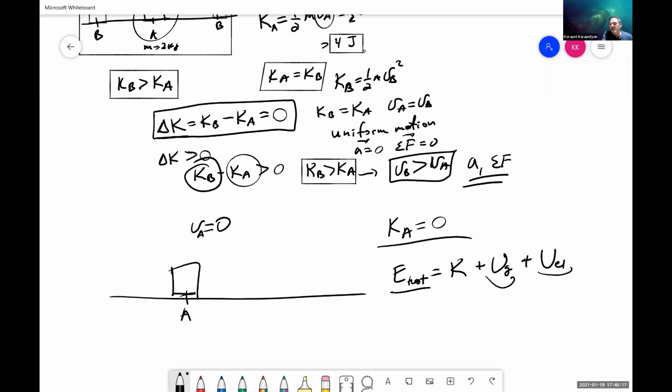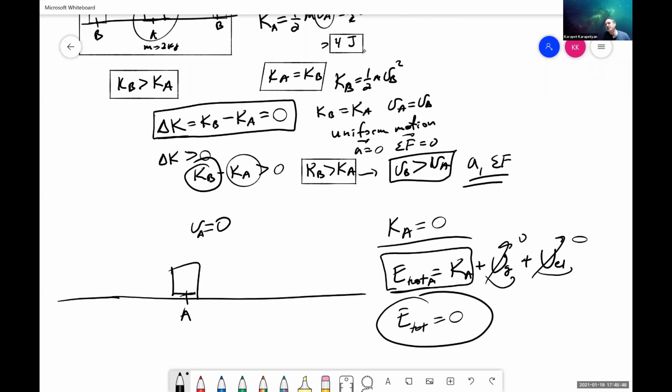That means the total energy is the sum of all the different types of energies at point A. And if the object has no height or no elasticity, then the total energy is just kinetic energy at point A. So if kinetic energy is 0 at point A, that means total energy is also 0 at point A. How do we make the object gain energy? In order for the object to move, we have to give it energy, because it doesn't have any energy, not even energy to transfer or convert from one type to another.